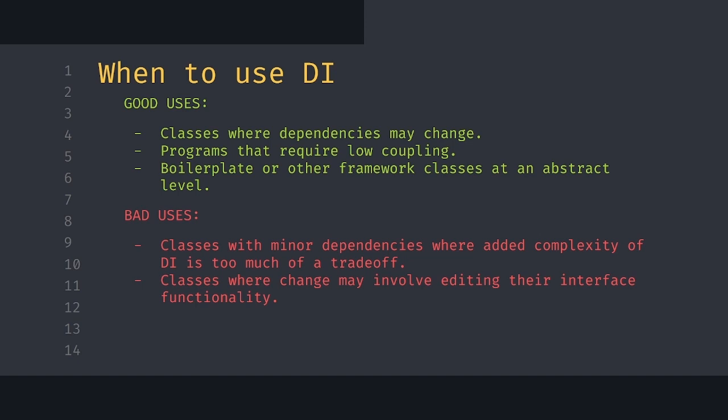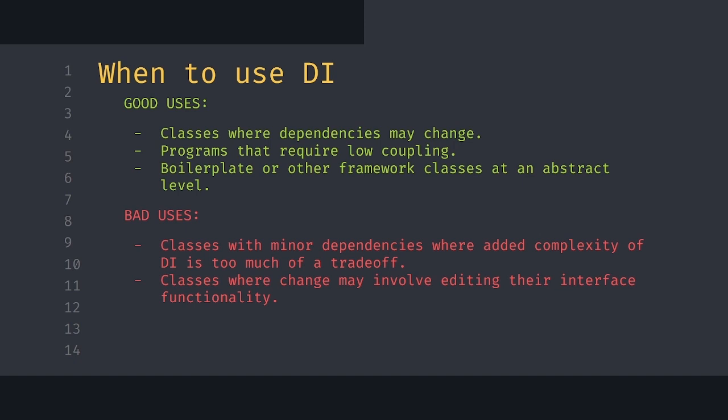An example might be boilerplate or framework classes that are at more of an abstract level. These classes should not be very rigid. They should be more loosely defined and have the ability for users to customize their dependencies in a way. Maybe a vector class should have the ability for a user to supply whatever data type they want. Maybe not the greatest example, but you kind of get the idea.